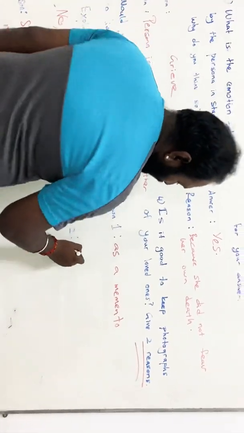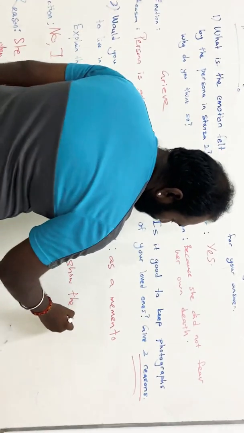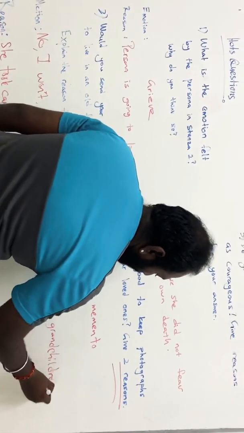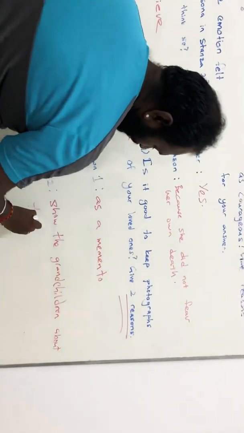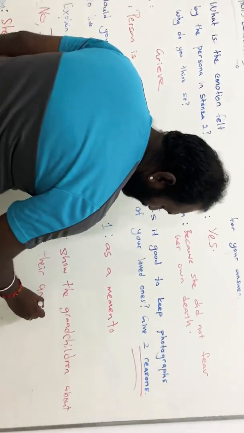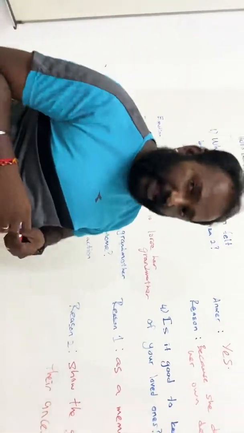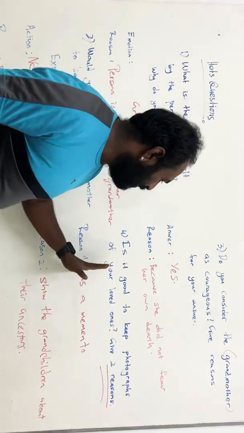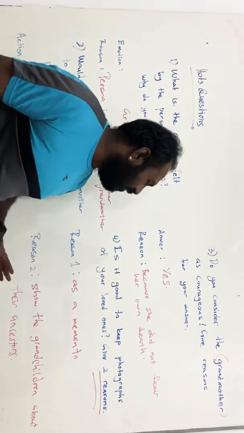So that we can show the grandchildren about their ancestors. Ancestors means nenek moyang, nenek or datuk moyang. So these 2 reasons could be used to answer what are the reasons to keep old photographs of our loved ones.